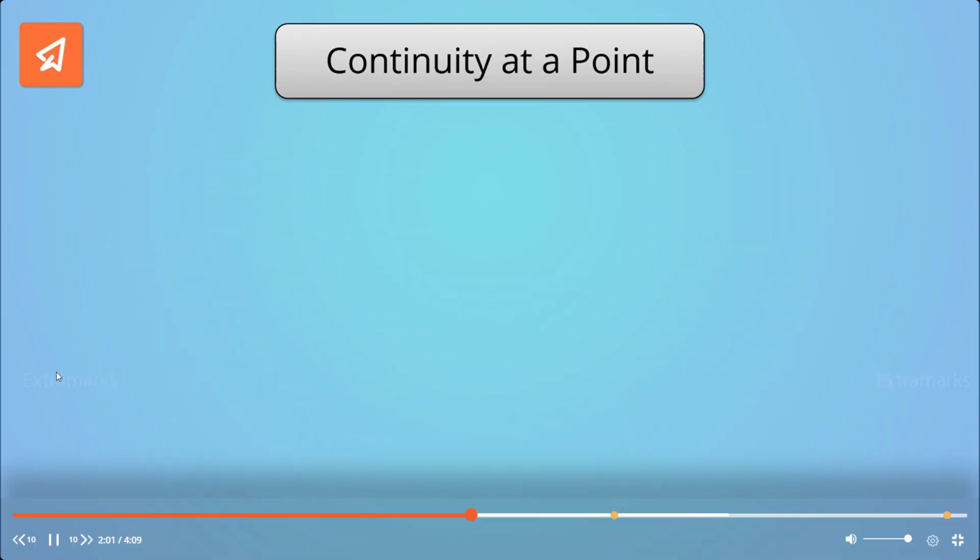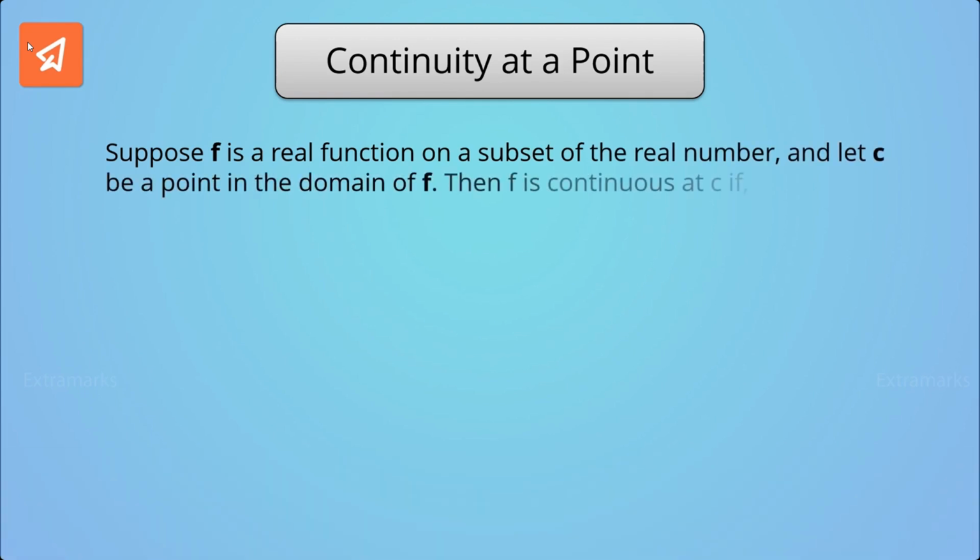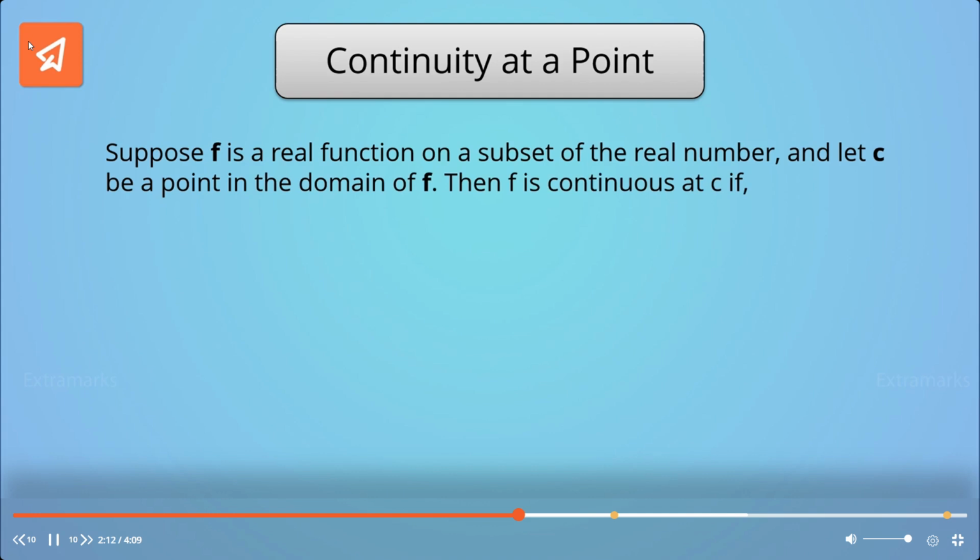Mathematically, we can define the continuity at a point as follows. Suppose f is a real function on a subset of the real numbers, and let c be a point in the domain of f. Then f is continuous at c if limit x tends to c of f of x is equal to f of c.